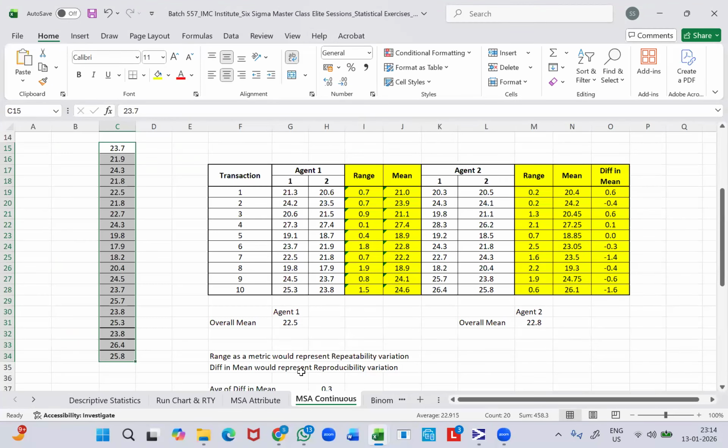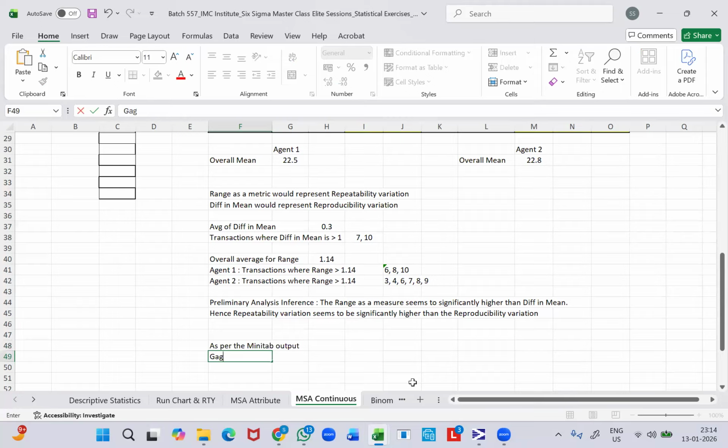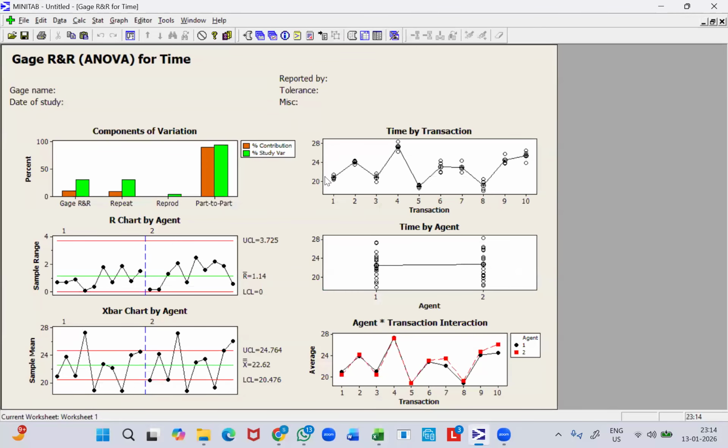So let me also provide the Minitab output values here. As per the Minitab output, the gauge R&R variation is 31.28%. And then we have repeatability variation and reproducibility variation, right? So what is the repeatability variation? Let us see whether the repeatability variation is significantly higher than the reproducibility variation or not.